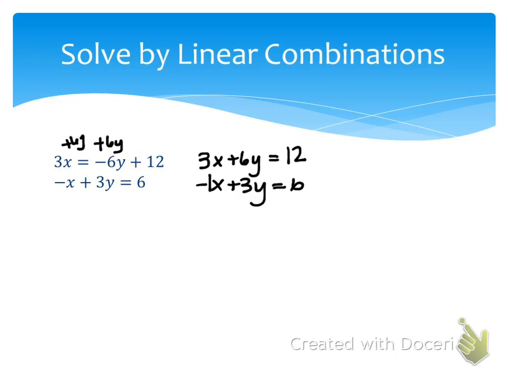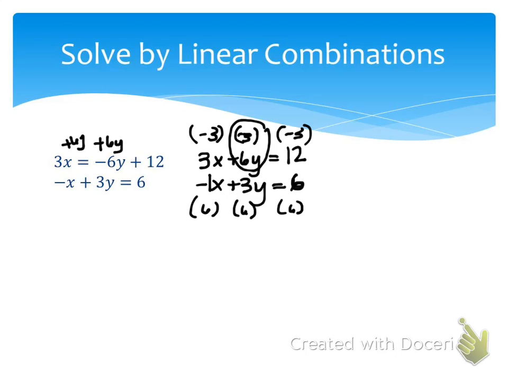Mackenzie, what did you do to make them cancel out? On the top, I multiplied by... On the bottom, I multiplied by 6. Okay, Mackenzie said on the bottom she multiplied everything by 6. Okay, and on the top she multiplied by negative 3. What she did there was her y's are going to cancel out because this is going to be negative 18 and this is going to be positive 18. Okay, that's one way to do it.